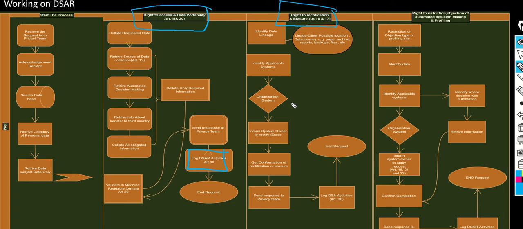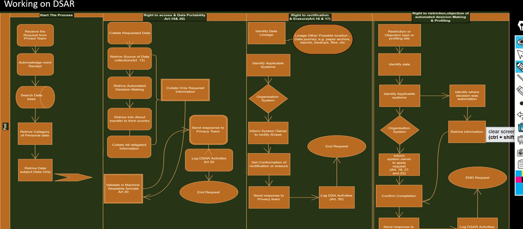Once the system has been identified, then we'll inform the system owner to rectify or erase the data. We will get the confirmation related to the rectification and the erasure of the data, and once we get the confirmation, we'll send the response to the privacy team. Again, this activity would be logged.